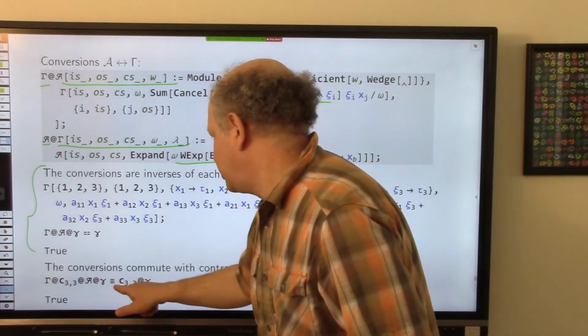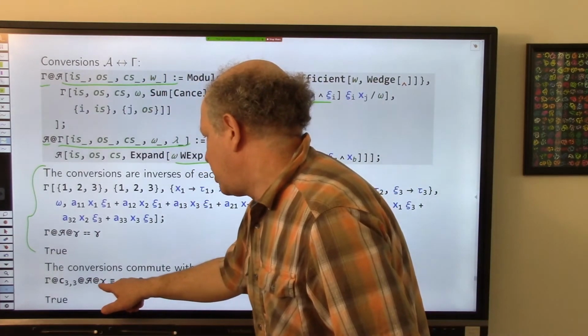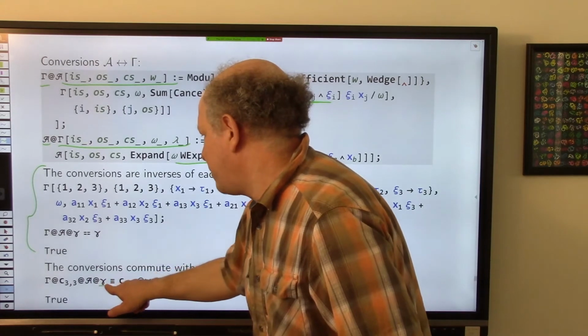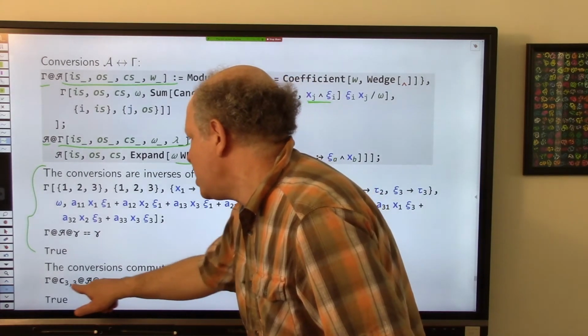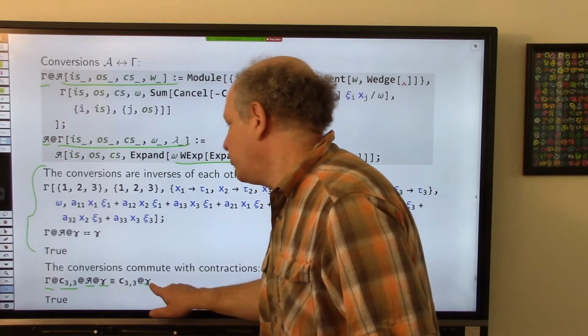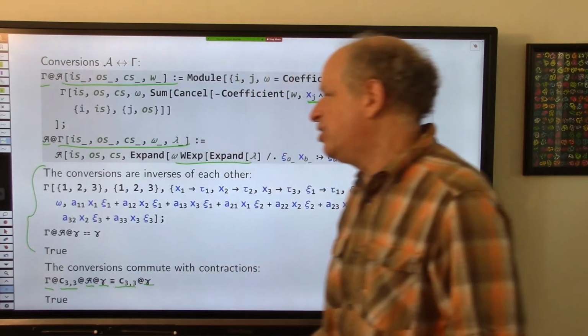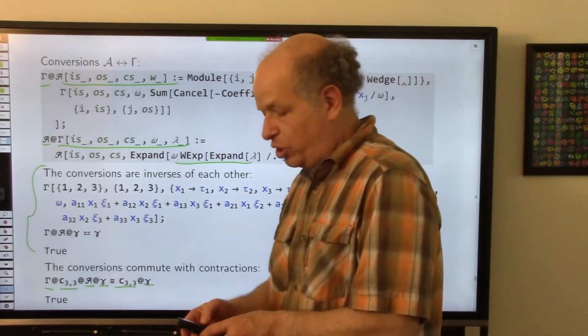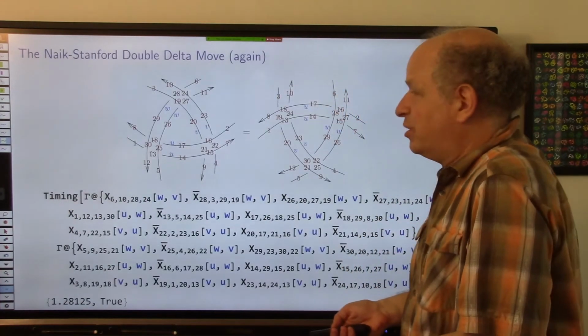Then you can check that if you have an element of gamma calculus, you convert it to A, you contract, you convert back to gamma, it's the same as starting from that element and contracting directly in gamma. Everything works. And now we can do computations.